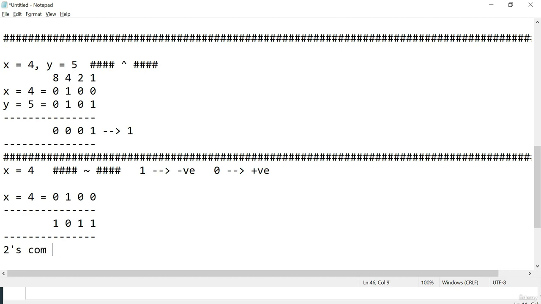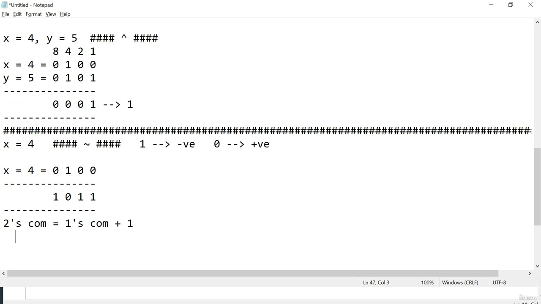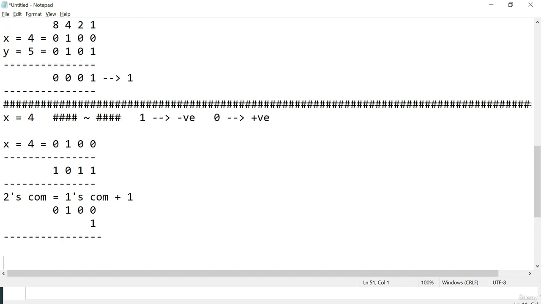2's complement is nothing but 1's complement plus 1. So for 1's complement, we need to apply the complement to all the bits. In this case it should be 0 1 0 0. So this is the 1's complement. For this we need to add 1. So if we add 1 to this, then what happens?